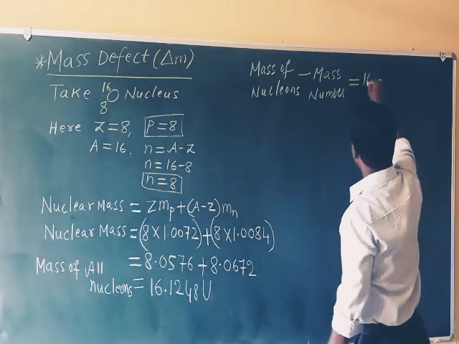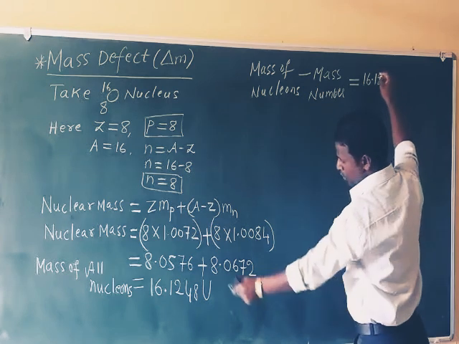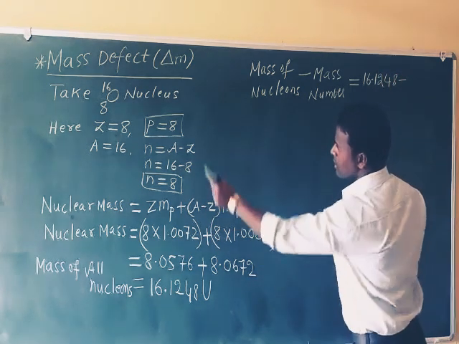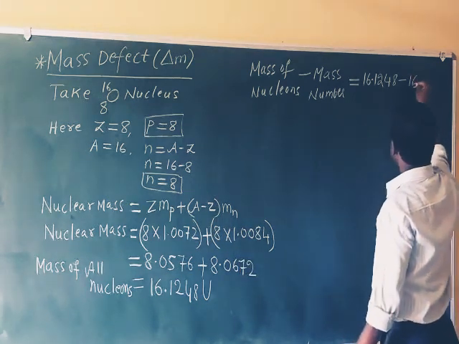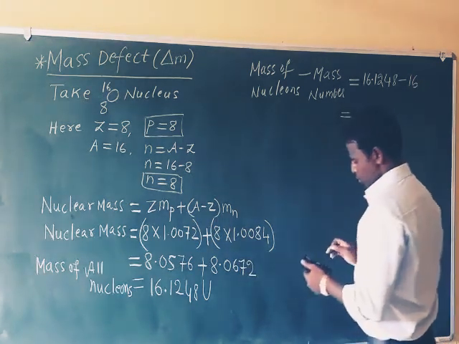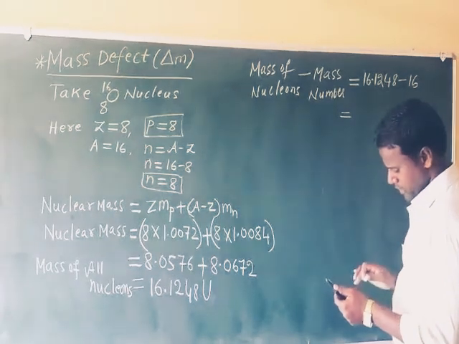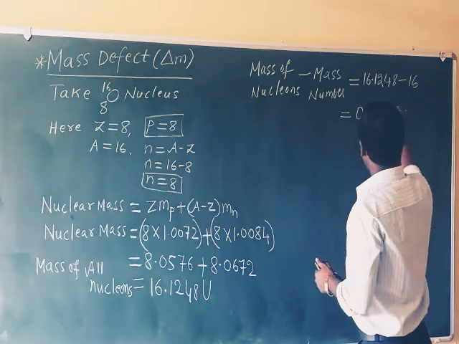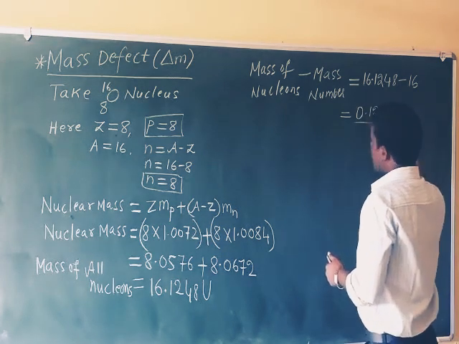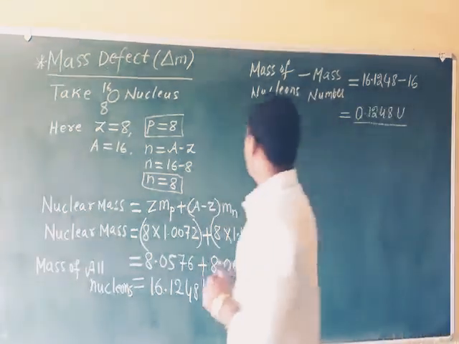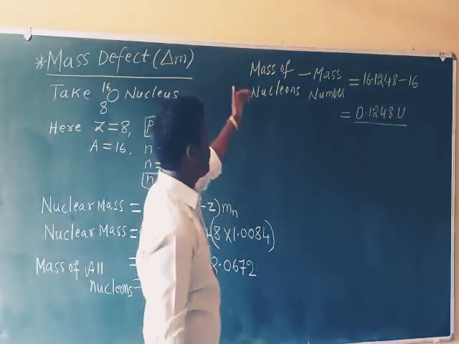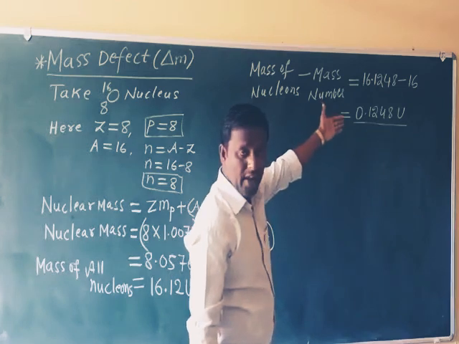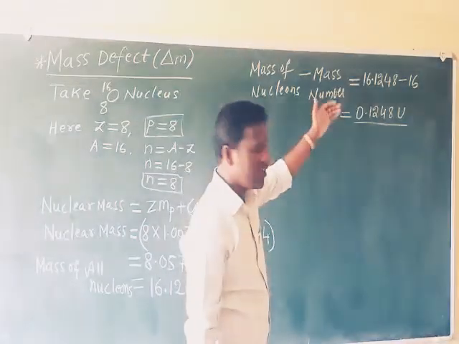So 16.1248 minus 16 equals 0.1248 units. This is the difference in mass of nucleons minus mass number. You see, where has this energy gone?